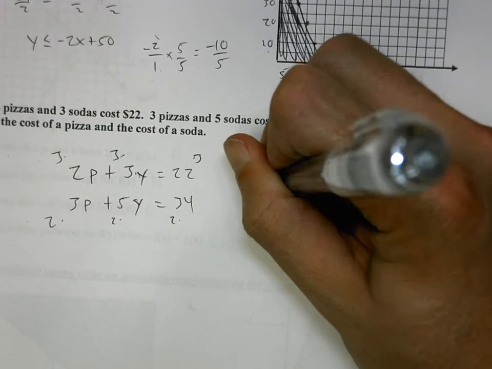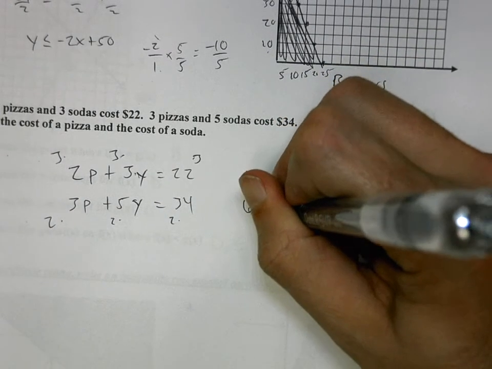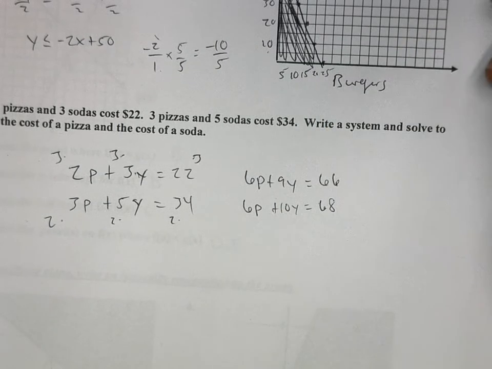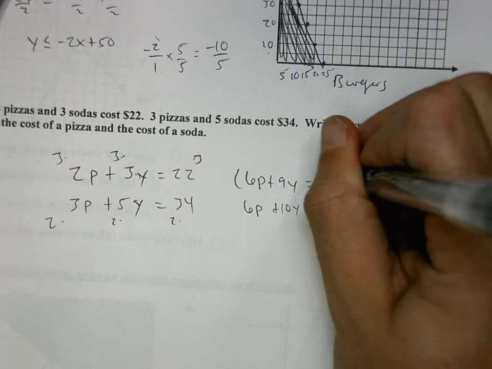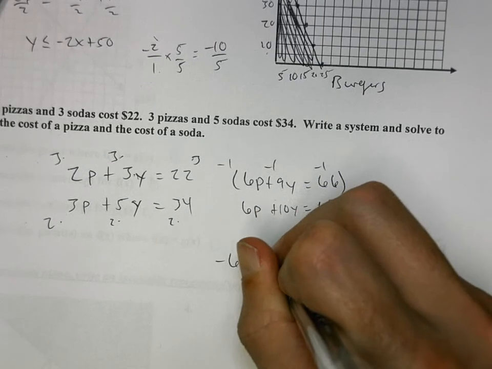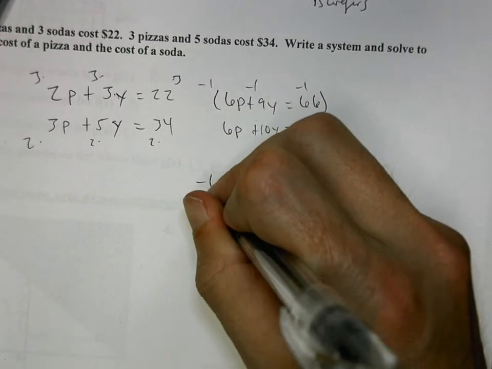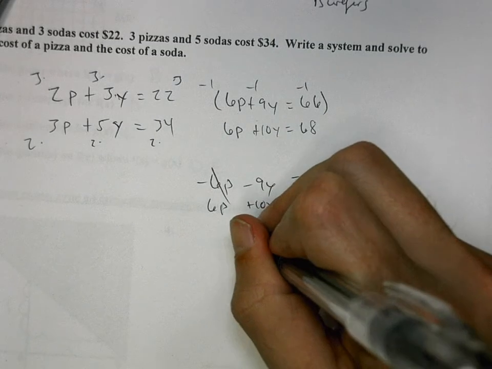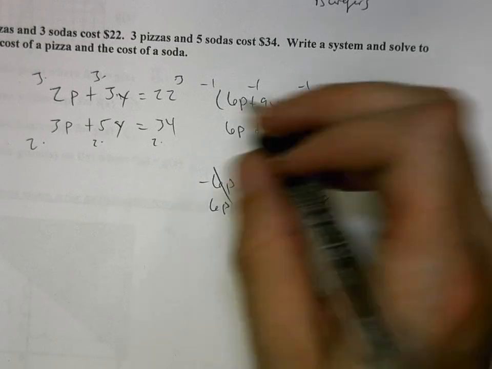6p plus 9y is equal to 66. And 6p plus 10y is equal to 68. And here's the thing, they're equal but they're not opposite. So I'm going to multiply the top by -1. Everything gets multiplied by -1. So negative 6p minus 9y equals negative 66. And 6p plus 10y equals 68. P's cancel. I get y is equal to 2. So sodas cost $2. Plug it back into my original problem.